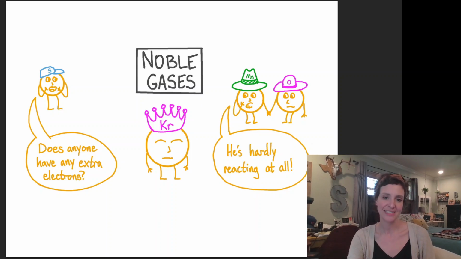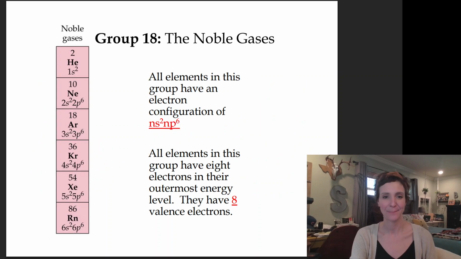My noble gases. There's krypton here in the middle. Sulfur over here says, does anybody have any extra electrons? And then magnesium and oxygen. Notice they're holding hands. This is a nice little preview into bonding when we talk about it. The magnesium and oxygen, they're like, oh, he's hardly reacting at all.